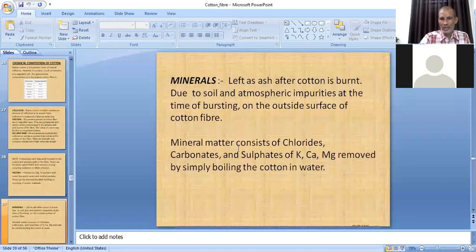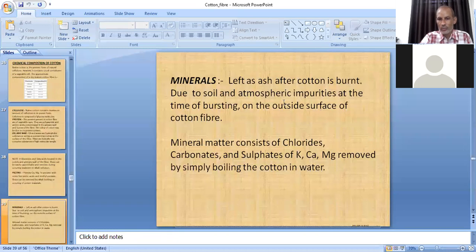Then minerals are left as ash after cotton is burned. This is a burning test of cotton. When we burn cotton, the ash that is left at the end also helps us identify cotton. If we burn a fiber and ash is left at the end, it means it is from a cellulosic source. Not exactly that it is cotton, but it is from the cellulosic category, because ash is left only in the cellulosic category. And some other criteria are also included.